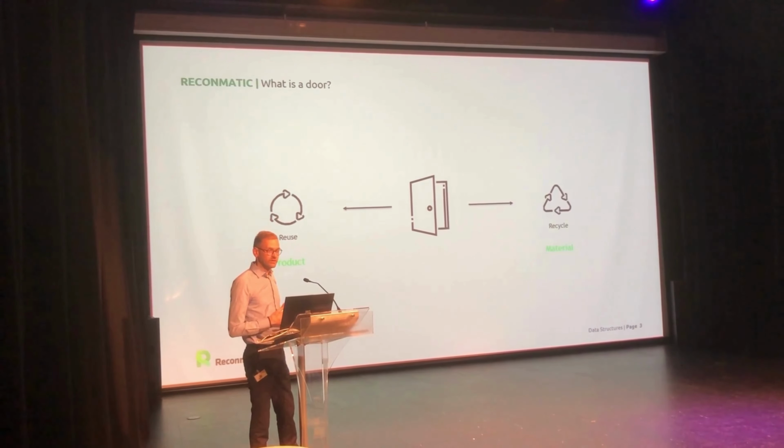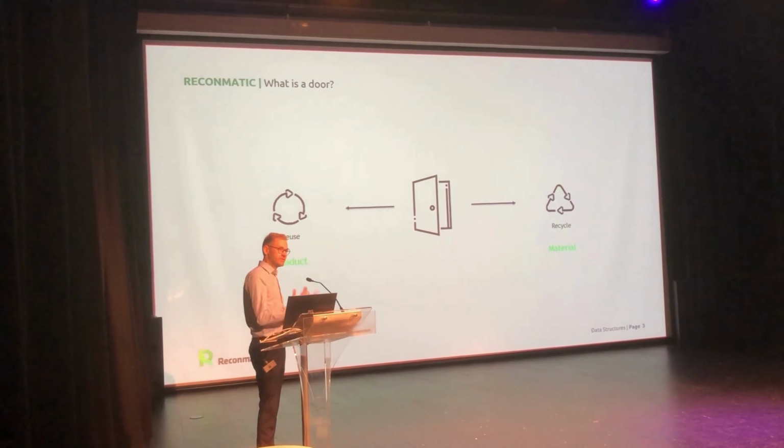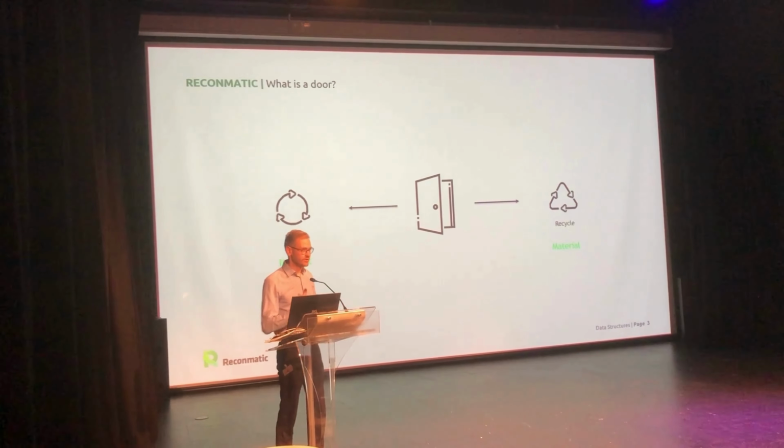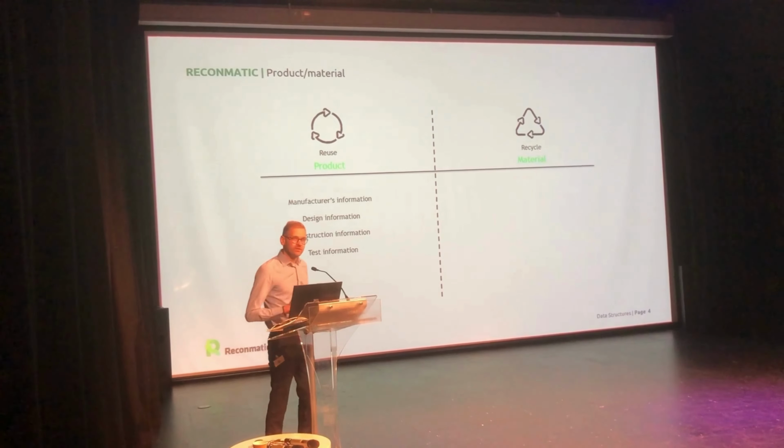If you talk about recycling, you're talking about materials, right? So the door becomes a material, whether it's timber, whether it's an aluminum door, whether you have seals, whether you have doorknobs, hinges, etc. Those are different components which are made out of different materials. And if we want to recycle them, we're talking about materials, not products. And this is important. Why is it important? Because when we talk about different aspects, we're talking about very different information.